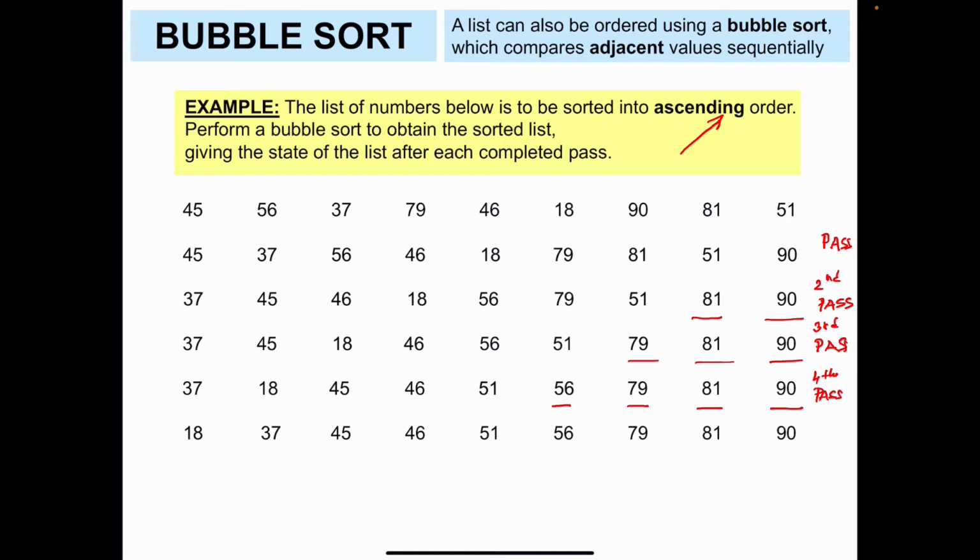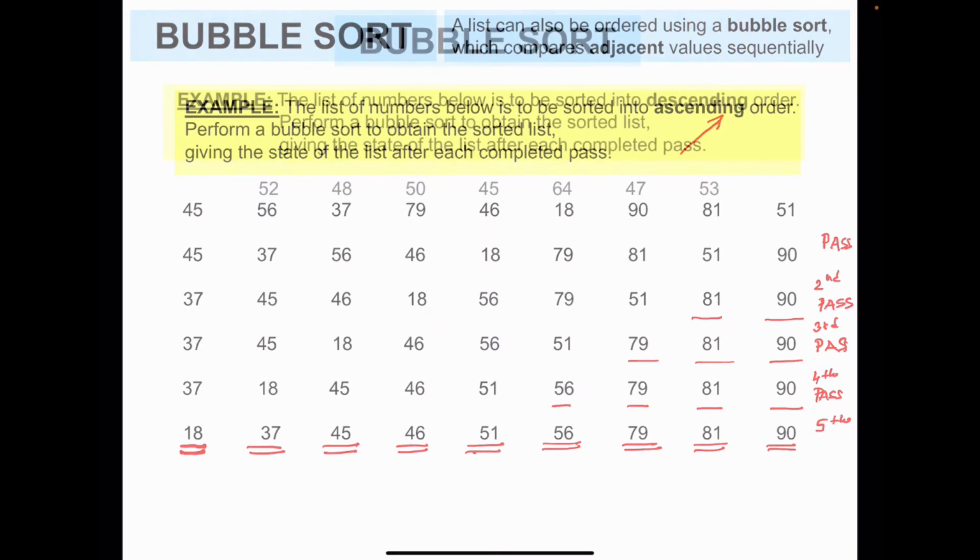Because if you go through it again, no need to switch, no need to switch, no need to switch, no need. You run through the whole list without a necessity to switch or to swap any of the neighbors. That means sort is complete and your list is in order now.